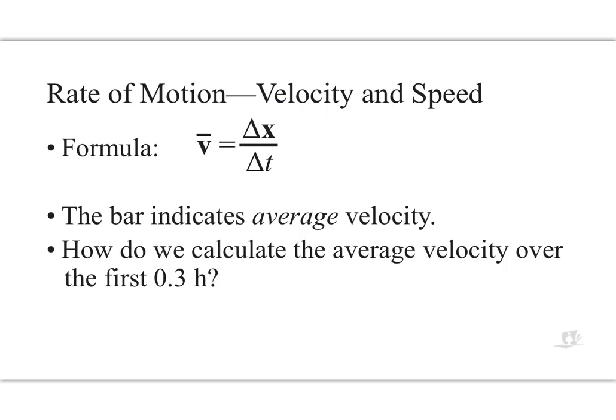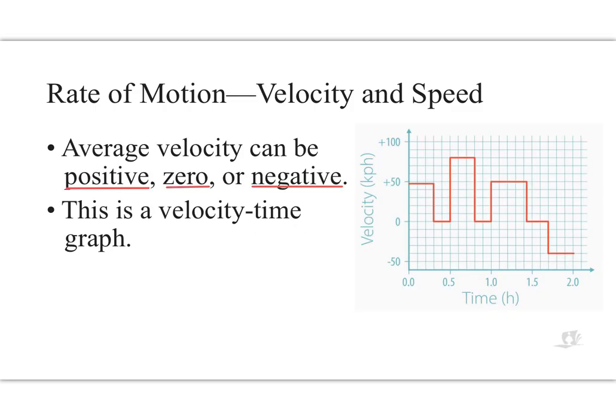As we look at the formula for this rate of motion, the first formula we're going to look at is this velocity. This line is going to indicate average velocity. And then, of course, the delta, or the change in x position, over delta t, the change in time. So that bar is always going to indicate that average. If we look at average velocity over a time period, we would just take how far it traveled divided by the time to figure out that average. Average velocity can be positive, zero, or negative.